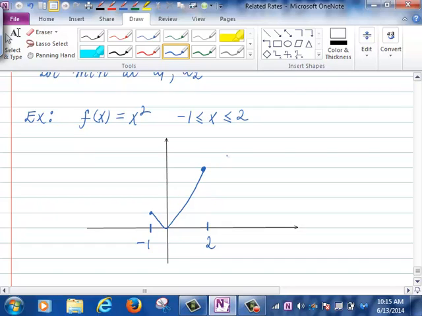So what's the absolute max on the interval from -1 to 2? On this interval, the absolute max is basically f of 2, right? But then f of 2 is not a local max anymore. Why? Because if I pick a small interval around 2, that's not the largest. I cannot pick points on the right hand side.